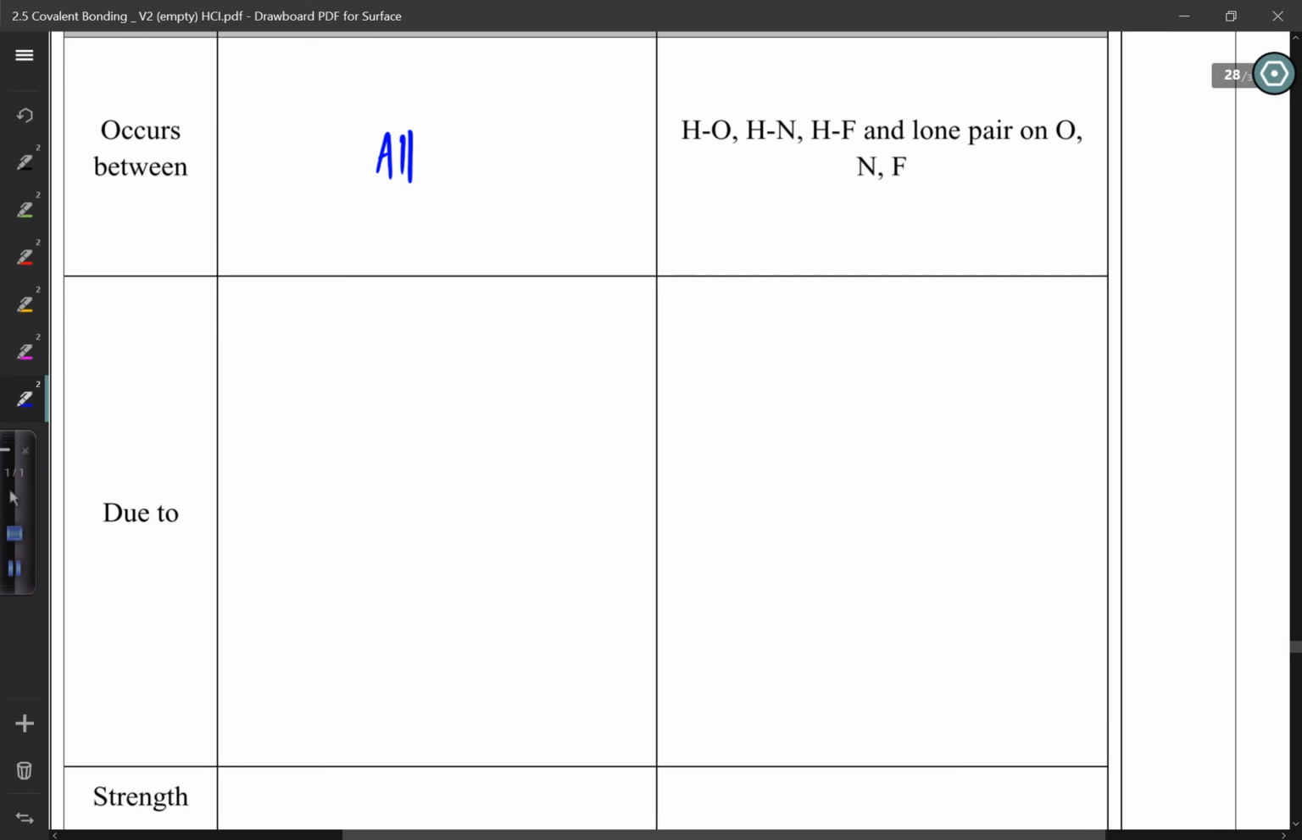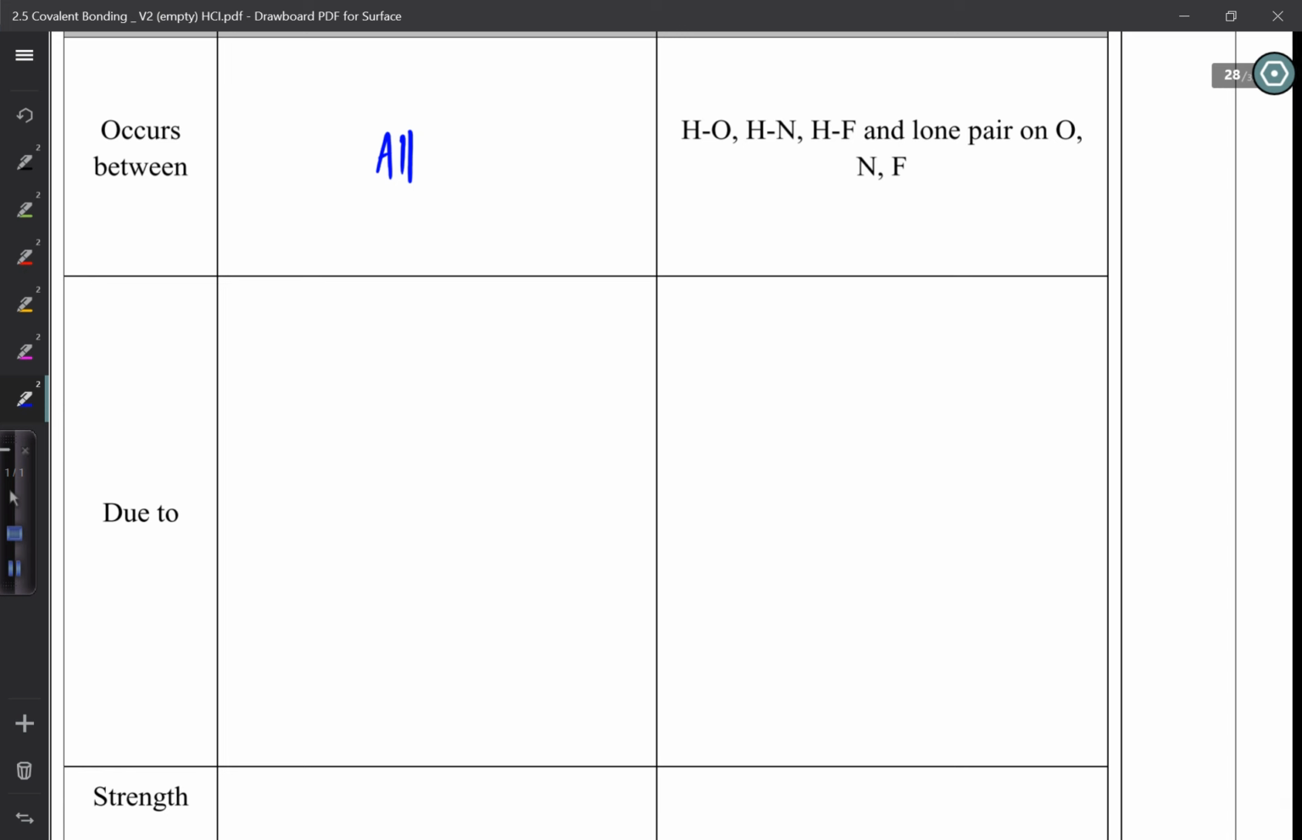What about hydrogen bonding? The one that created the partner. Hydrogen bonding is due to what? Electronegativity.